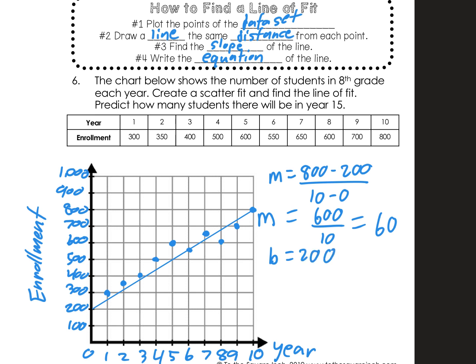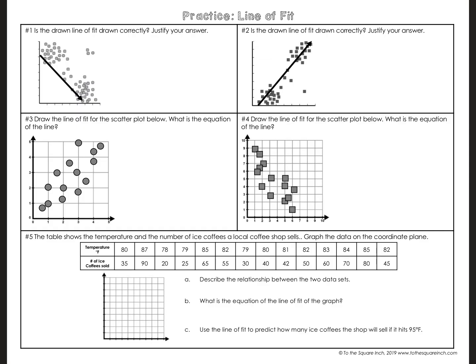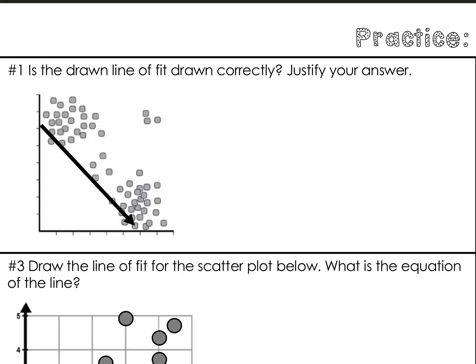Now use this and the y-intercept to write the equation of the line. Our y-intercept b is equal to 200. That means using the formula for slope-intercept form, y equals mx plus b, we have y is equal to 60x plus 200. Next, let's try some practice questions.